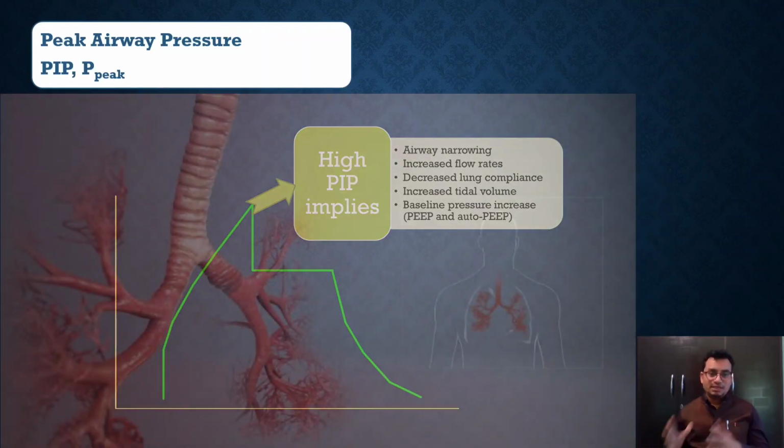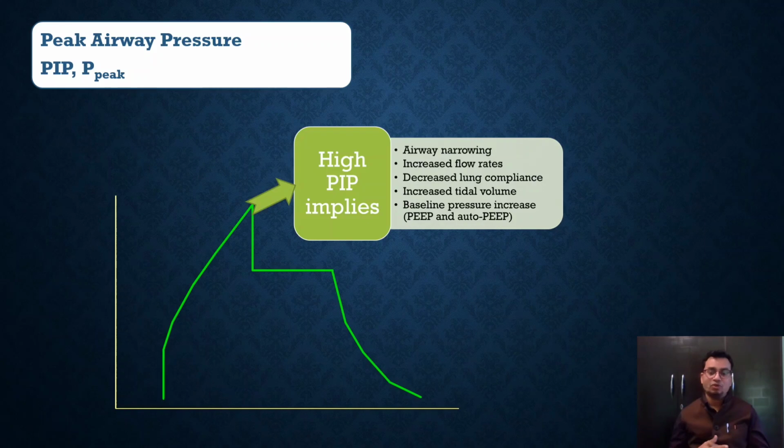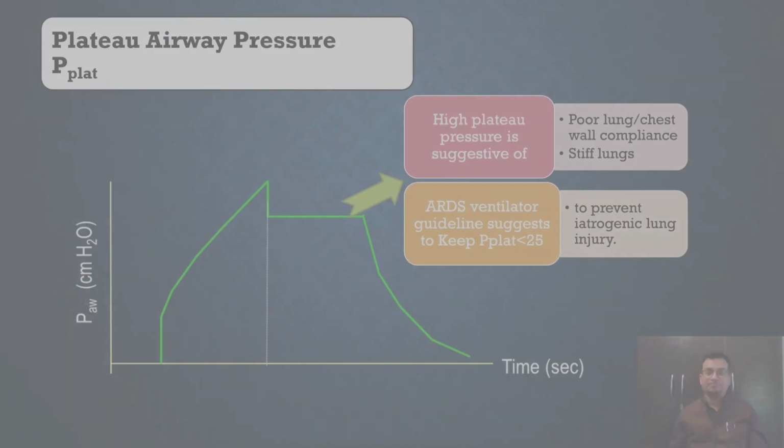There are various reasons for high peak pressure which are listed here, in which the most common ones are related to high resistance of airways. Whenever there is a high inflow rate, okay, high inspiratory flow rate setting on the volume control mode, the pressure will be high, okay, the airway pressure will be high.